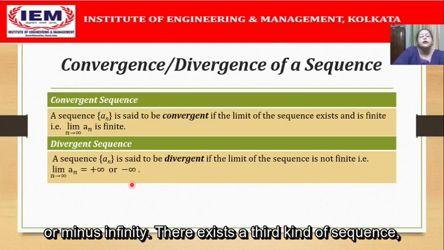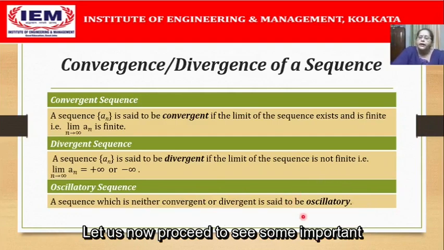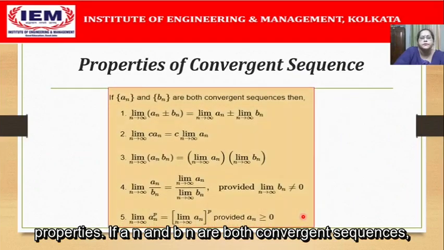There exists a third kind of sequence which is neither convergent nor divergent, and such a sequence is said to be an oscillatory sequence. Let us now proceed to see some important properties.